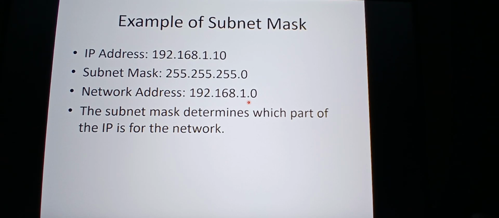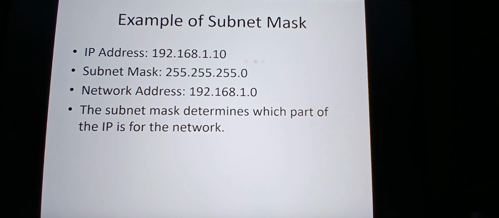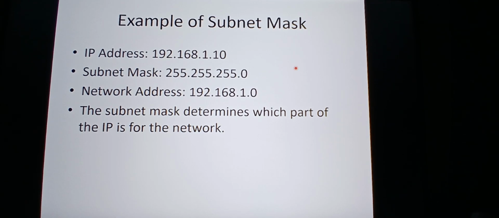So now I'm going to give a basic example of subnet masks. Let's consider this particular example. Here we have an IP address 192.168.1.10, and the relevant subnet mask for this IP address is 255.255.255.0. So you might be wondering how we got the network address 192.168.1.0, because the last digit of the IP address was 10, but here it's 0. You might be wondering how that is the case.